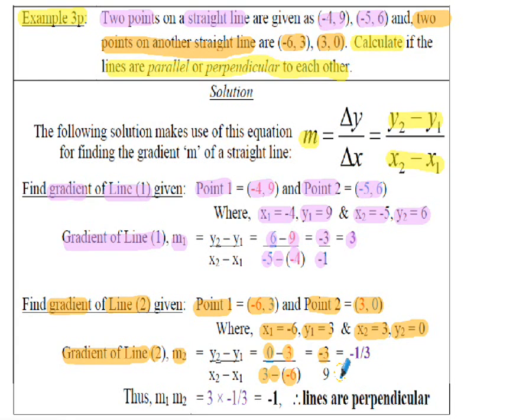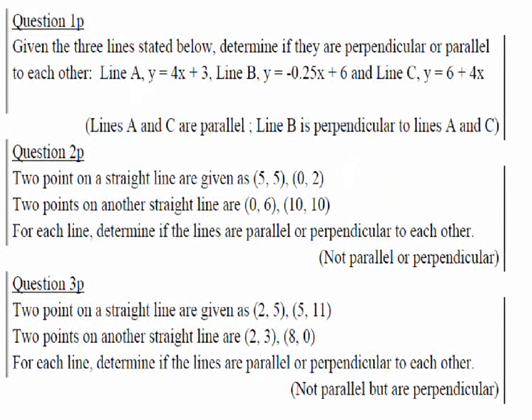On the top line we get negative 3, on the bottom line we get 3 subtract negative 6, which is 3 plus 6, is 9. That gives a gradient of negative a third. Multiplying the two gradients together, m1 is 3, multiplied by m2 of negative a third, evaluates to negative 1. In other words, the lines are perpendicular to each other. Here are some questions for you to attempt.